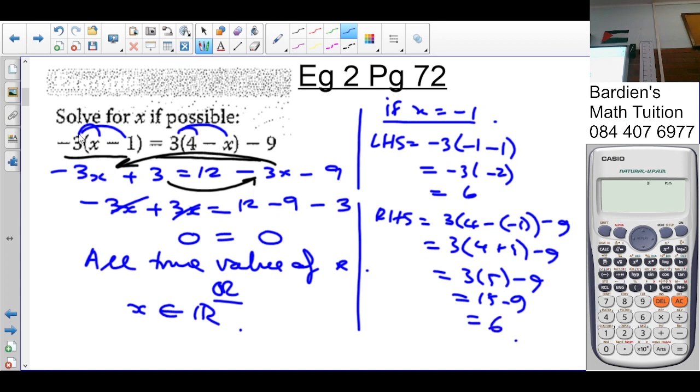So any value you choose for x is going to work, as long as it's a real value. No? That's why we say all true values for x, or x is an element of any real value, or x is an element of the real numbers. Okay. And this is what we call an identity. Alright.